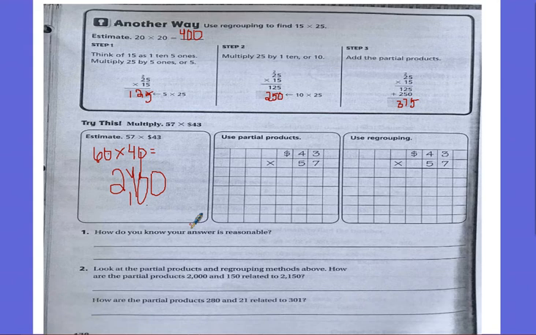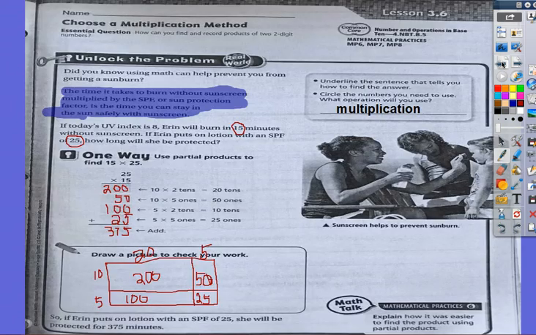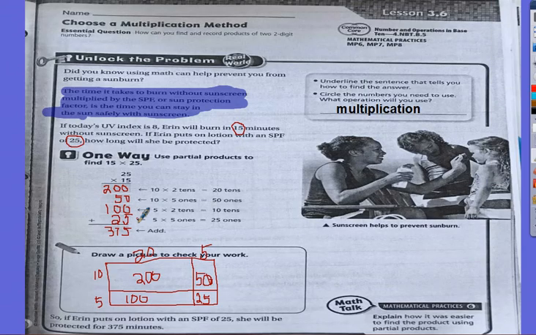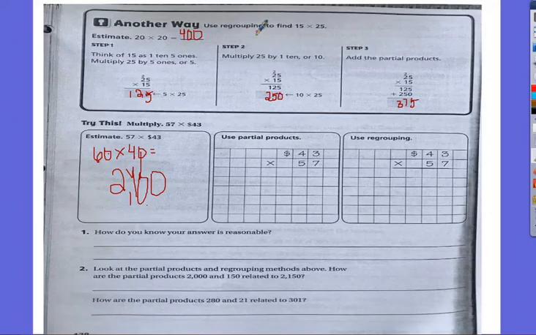So the first way they want you to solve this one is partial products. That's what we did here. We broke it down by partial products. Then the next way they're going to use regrouping, and that's kind of what we did up here. So the first thing that we're going to do is take 40 times 50, and we're going to get 2,000.